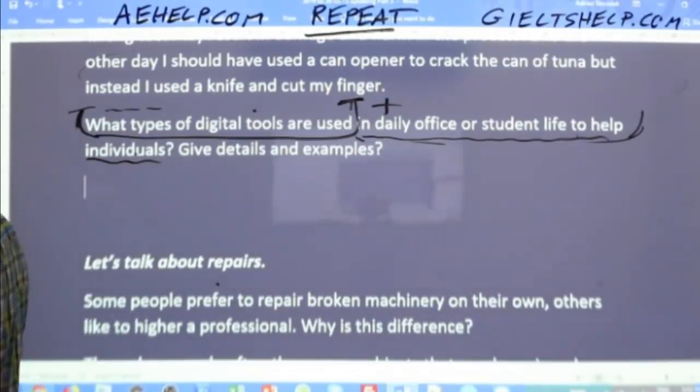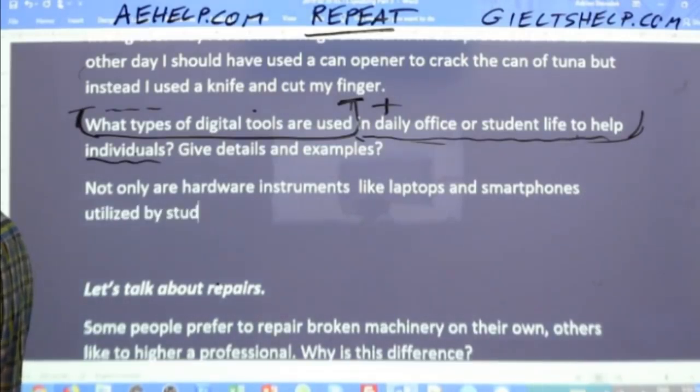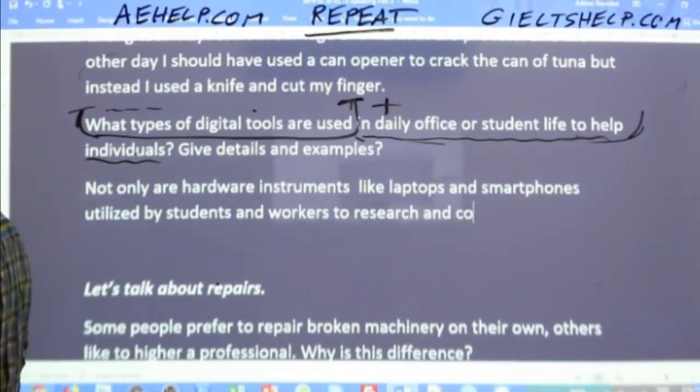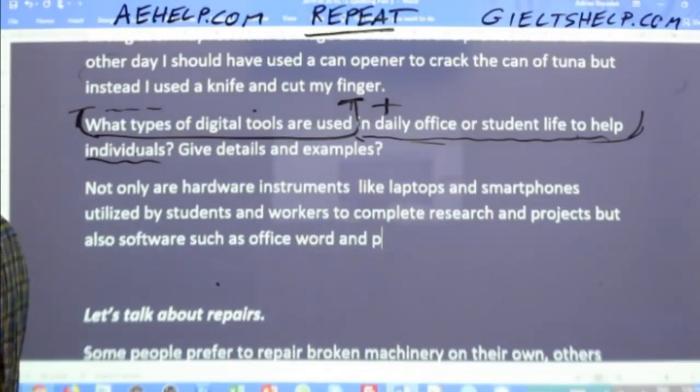Okay, so not only are hardware instruments like laptops and smartphones utilized by students and workers to research and to complete research and projects, but also software, such as Office, Word, and PowerPoint.